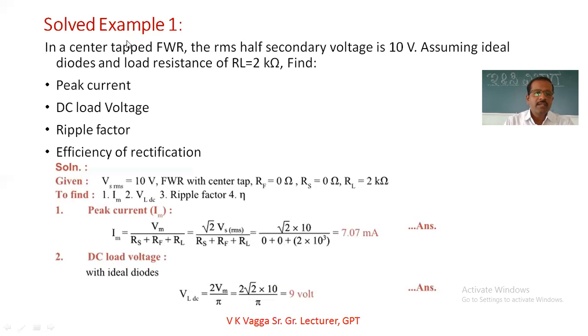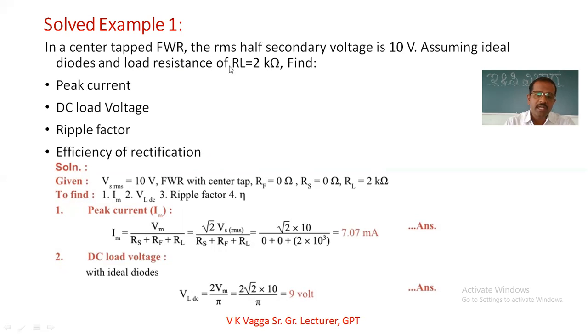If you take an example problem: in a center tapped full wave rectifier, the RMS half secondary voltage is equal to 10 volts, assuming ideal diodes and a load resistance of RL equal to 2 kilo ohm. It asks to find the peak current, DC load voltage, ripple factor, and the efficiency of the rectification.